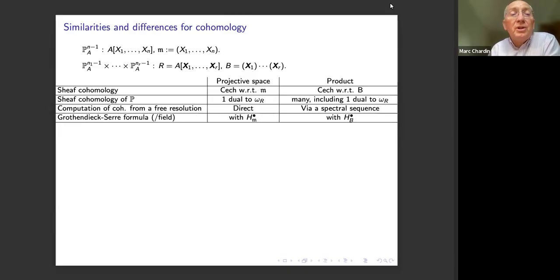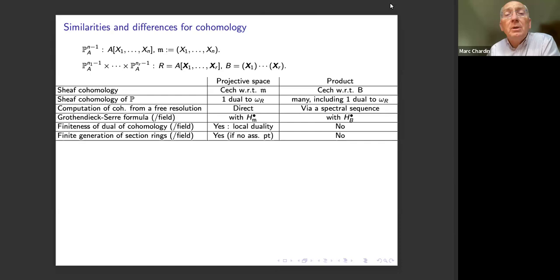Now, we have seen that the Grothendieck formula works in both cases, one with the cohomology with respect to M, the other with cohomology with respect to B. And I will return a bit to that on examples later to complete that.